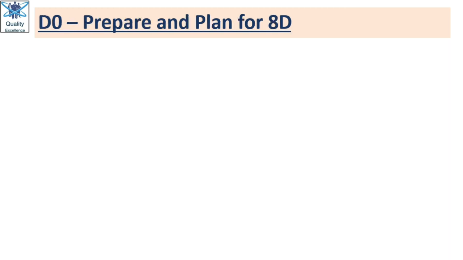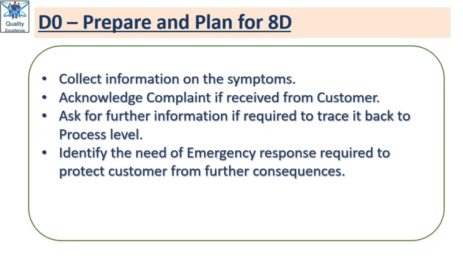Now let us discuss each stage one by one. First is prepare and plan for 8D. In this stage, we should collect information on the symptoms or the problem. Then acknowledge the complaint if received from a customer. Ask for further information if required to trace it back to process level. Identify the need of emergency response required to protect the customer from further consequences. So this is the prepare and plan stage for 8D, the D0 stage.